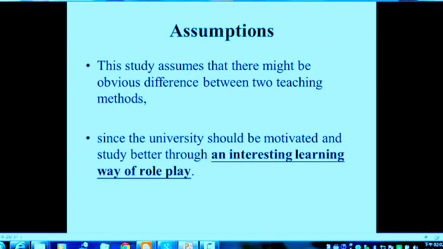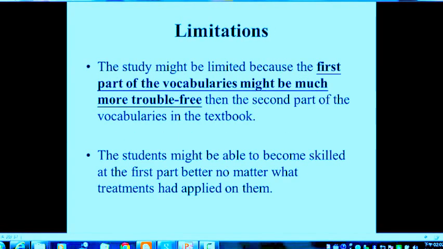This study assumed that there might be an obvious difference between the 2 teaching methods, since the university students should be motivated and can learn better through an interactive, interesting learning way by role play. The limitation of the study might be that the first part of the vocabulary could be trouble-free, and the students might be able to become skilled at the first part because it's easier.